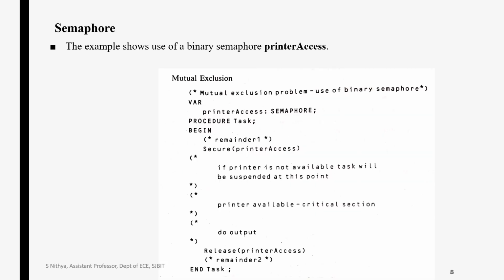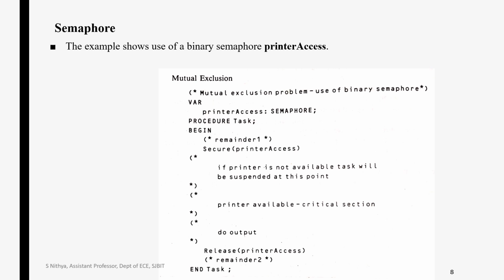One example is given using printer access. The printer is one of the resources. In the mutual exclusion program written here, the variable is printer access, which is a semaphore. In the task procedure, begin, reminder 1, and then secure the printer access. If the printer is not available, the task will be suspended at this point. Otherwise the printer is available in the critical section, and it does the output, releases the printer access, and then reminder 2 and end task.